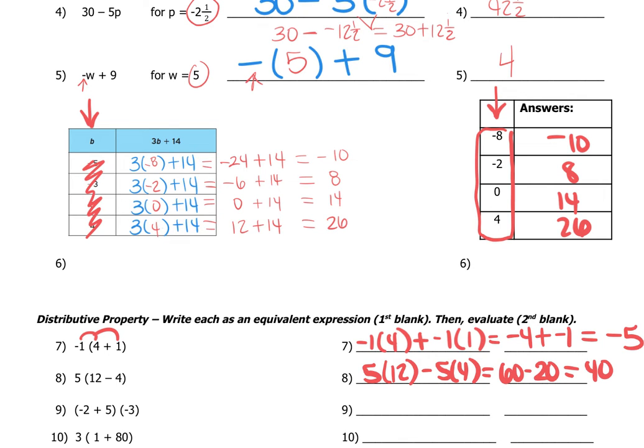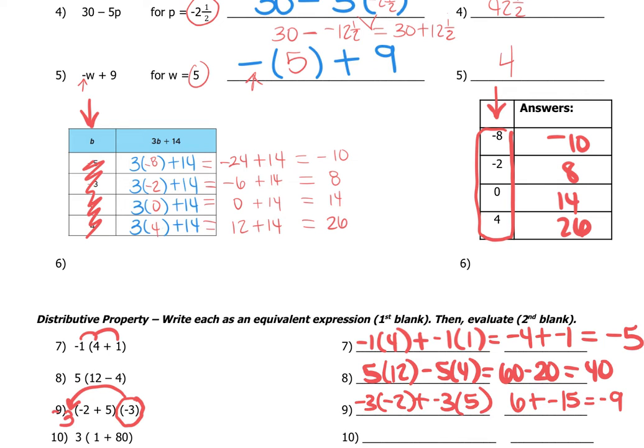And number 9, the number that we're distributing is actually on the right-hand side. So we just want to take it and move it out front because that's where we're used to seeing it. And then we'll distribute negative 3 times negative 2 plus negative 3 times 5. Negative 3 and negative 2 makes positive 6. Negative 3 times 5 is negative 15. And then when we add those together, we'll get negative 9 for our answer.